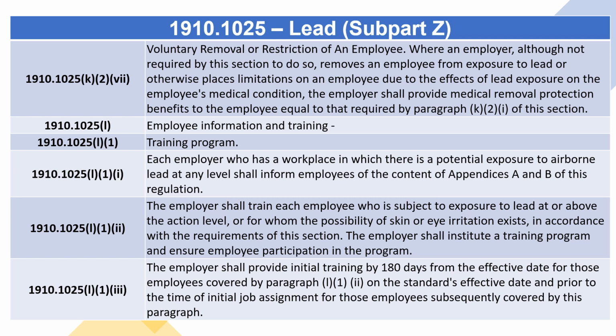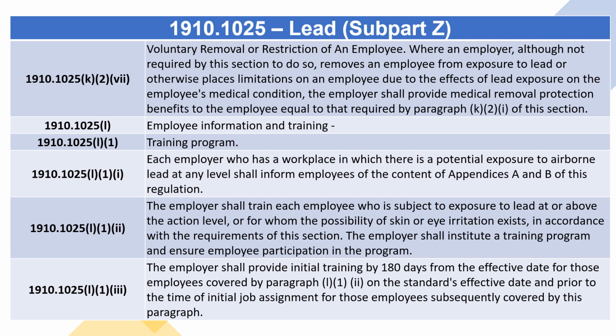1910.1025(l)(1)(i) through (iii). Each employer who has a workplace in which there is a potential exposure to airborne lead at any level shall inform employees of the content of Appendices A and B of this regulation. The employer shall train each employee who is subject to exposure to lead at or above the action level, or for whom the possibility of skin or eye irritation exists, in accordance with the requirements of this section.